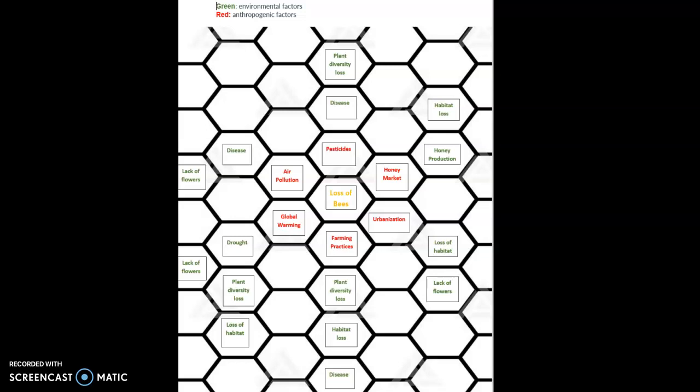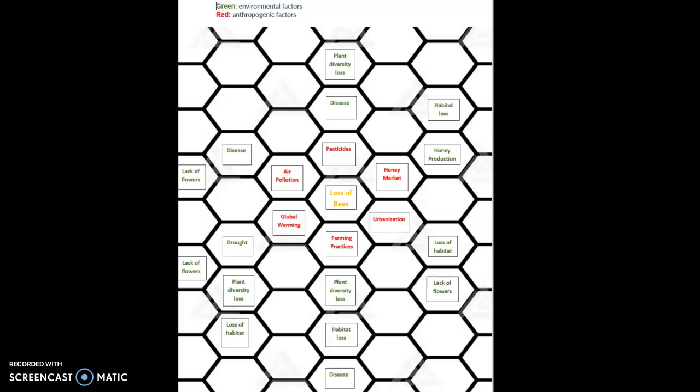This is my model of the declining population of bumblebees and why this is happening. The anthropogenic reasons that I listed come off of the middle that says loss of bumblebees. Surrounding it are pesticides, honey market, urbanization, farming practices, global warming, and air pollution. These are just some of the anthropogenic factors that are causing the loss of bumblebees.